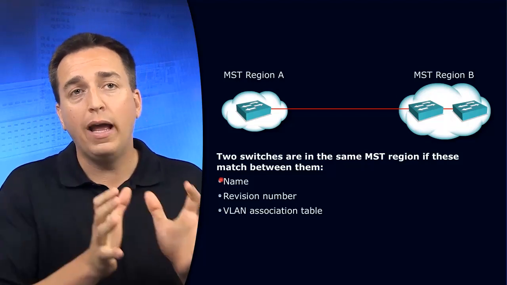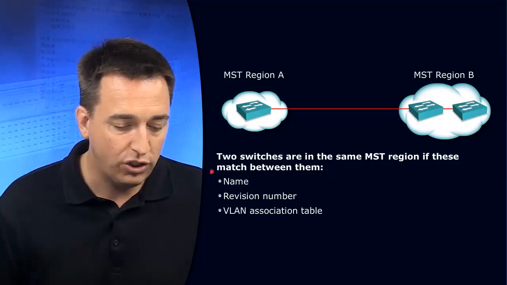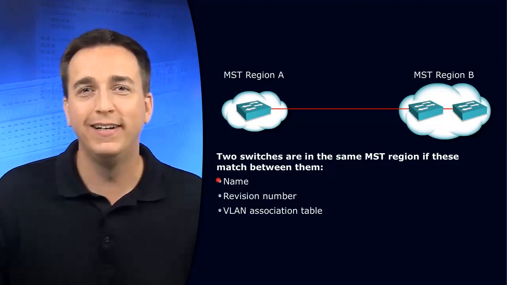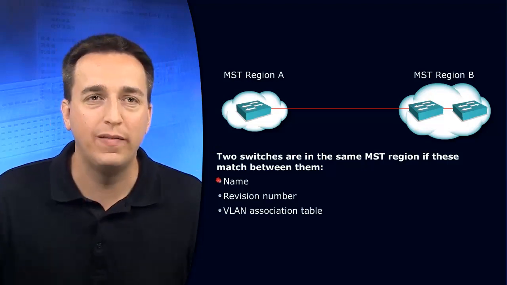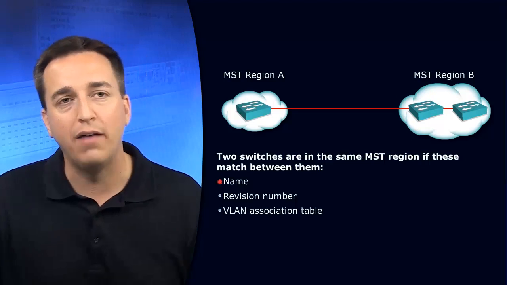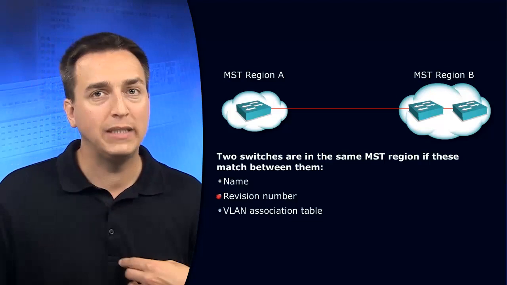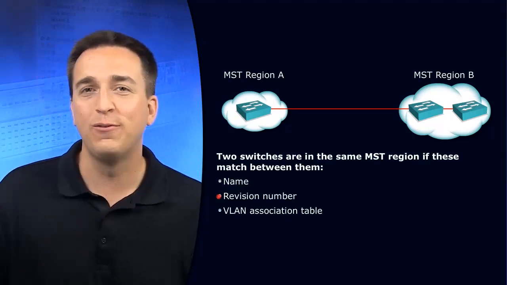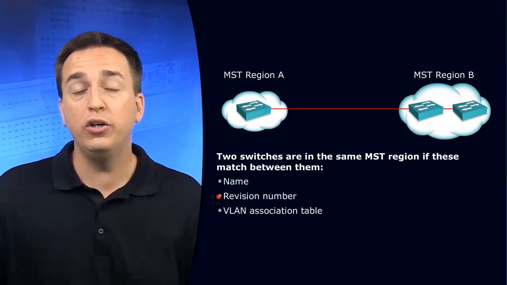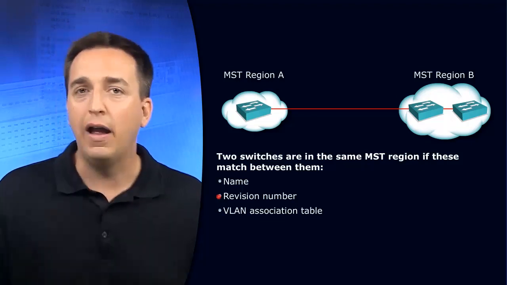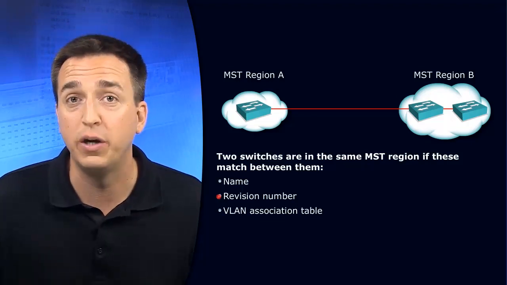So on the left-hand side, we have region A. We're going to give it a name of A, okay? We might want to be a little more descriptive than that, but every switch has to have that same name. We will specify a revision number. Now notice what I said, specify a revision number. It is up to you to identify that revision number. So let's say we choose revision number 1. Every switch has to be configured with revision number 1.